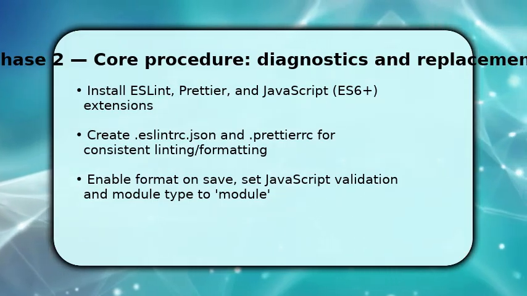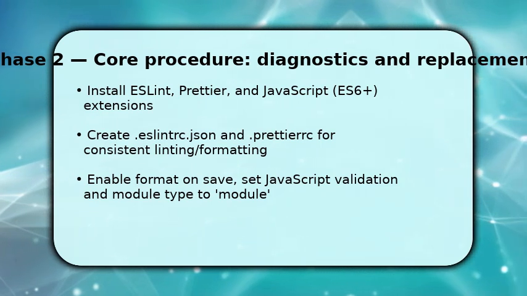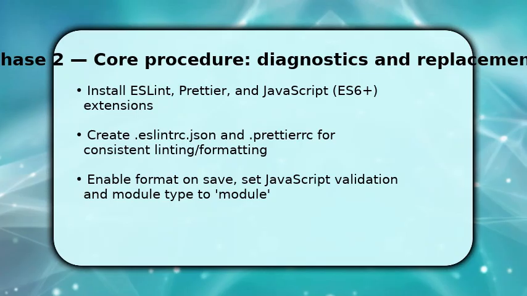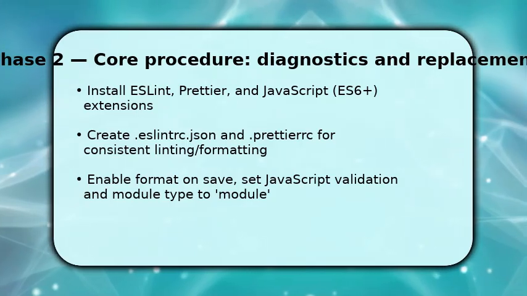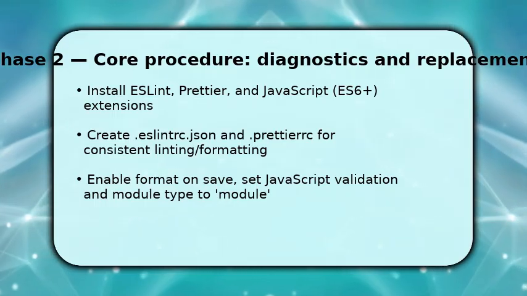Once those files exist, enable format on save and set JavaScript validation to use the workspace ESLint. Make sure package.json type is module. Finish by adding runtime and tooling so your workflow is smooth.